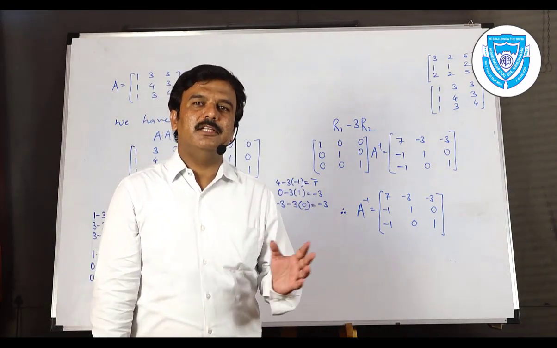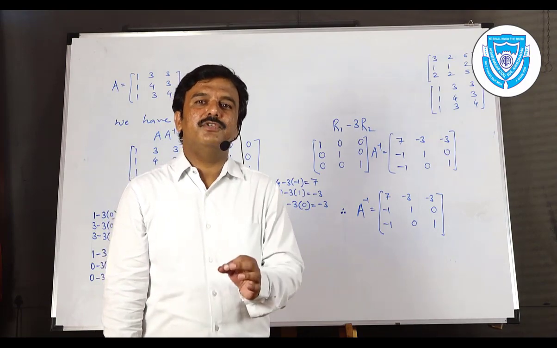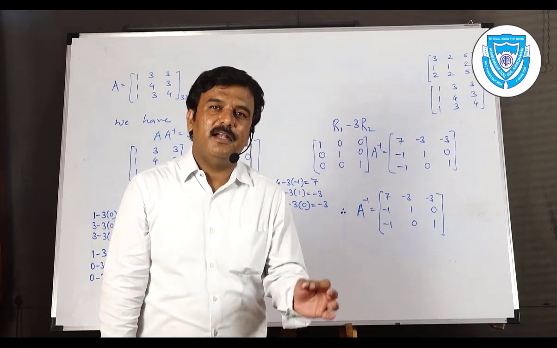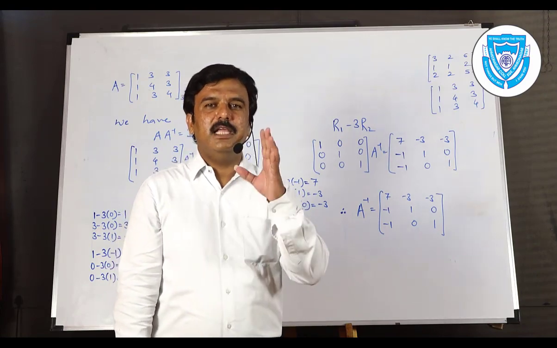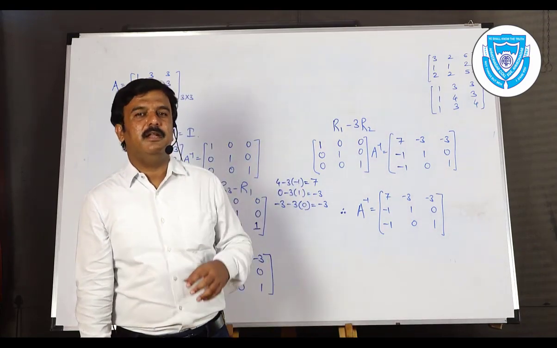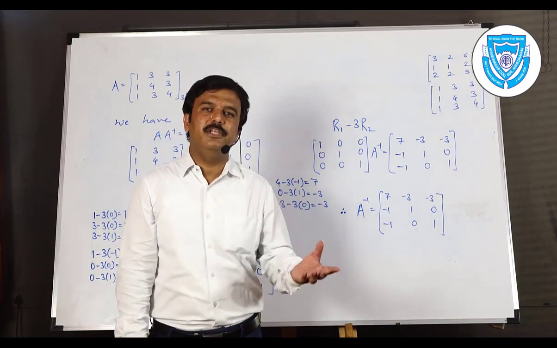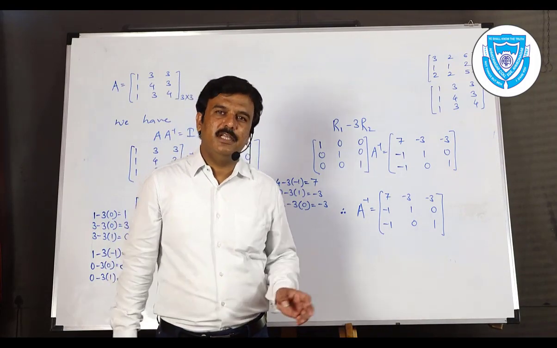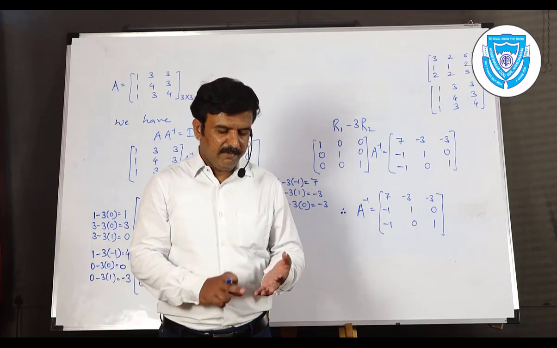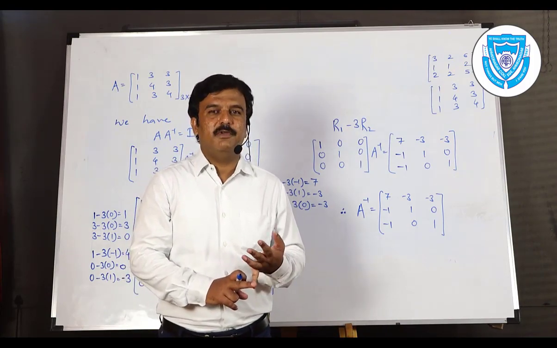Using the elementary row transformation method, we can find the inverse of any invertible matrix, any non-singular matrix. The given matrix should be non-singular, it means that its determinant should be non-zero. In that case, we can find its inverse using any one of the given three methods. So already we have done the elementary row transformation method.